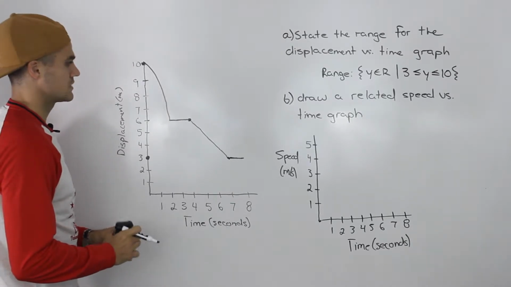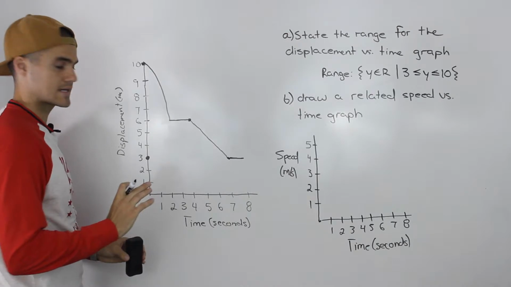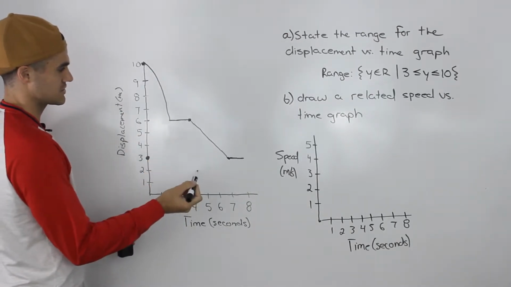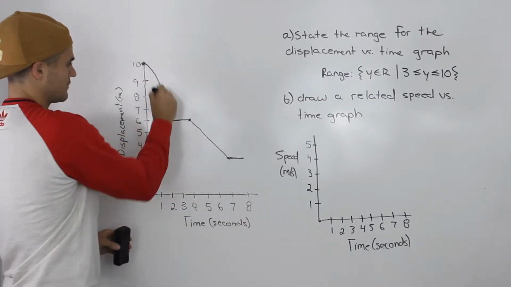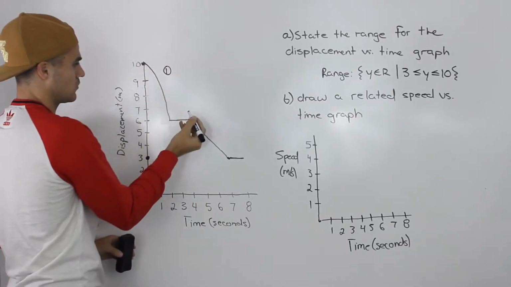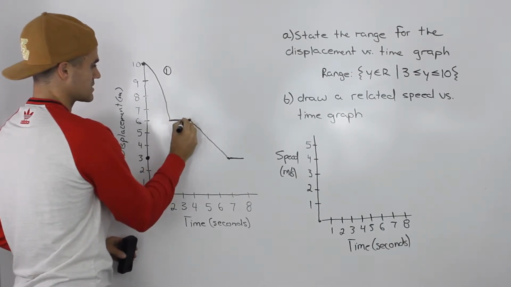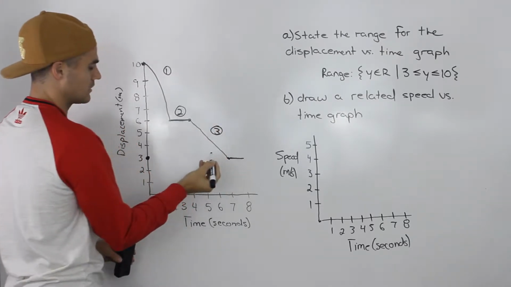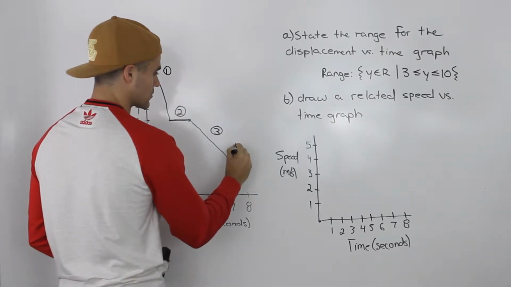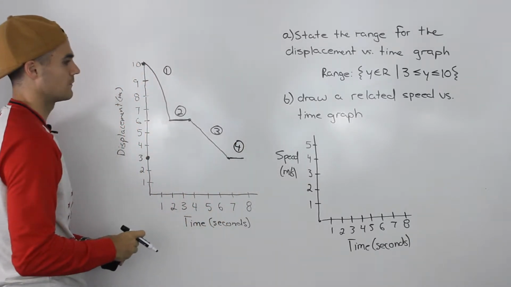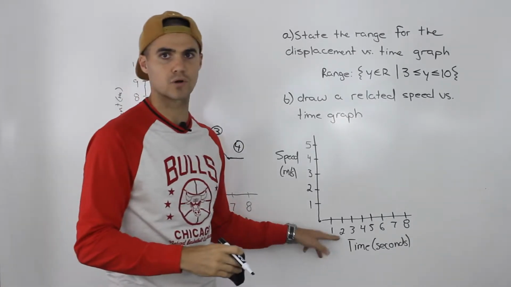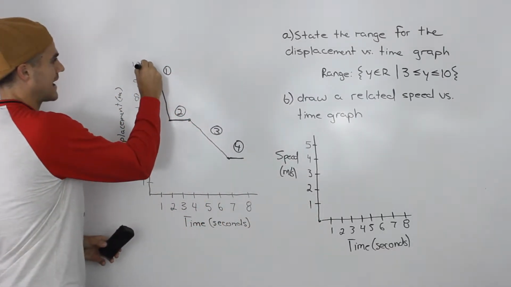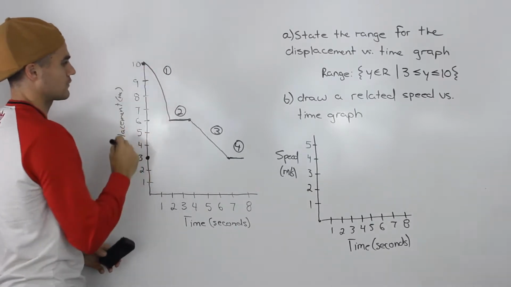So how are we going to do this? Well, the first thing to notice is that this displacement versus time graph is split up into 4 sections, 4 sort of shapes. We have this shape here, so we'll call this section 1. Then we have this horizontal line, that can be section 2. We have this downward sloping line, which is section 3. And then we have another horizontal line here, which would be section 4. So our speed versus time graph, we're going to split up into 4 sections as well. So let's figure out what's happening in section 1 first.